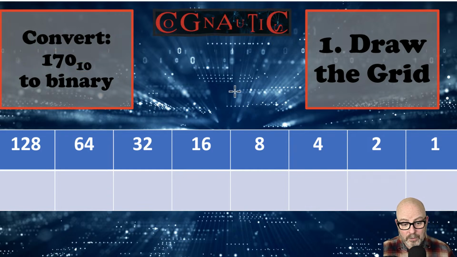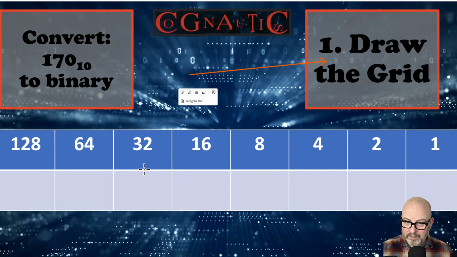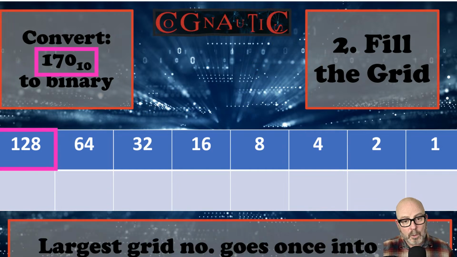The first thing you do is draw the grid. And you draw the grid like that. Exactly the same thing again: 1, 2, 4, 8, 16. Once you've done the grid, then we've got a slightly different approach to filling it. So you ask yourself this question, and then you repeat the thing over and over again.